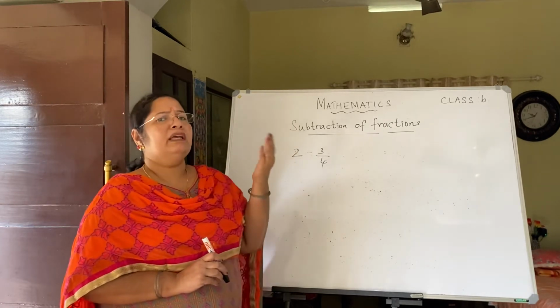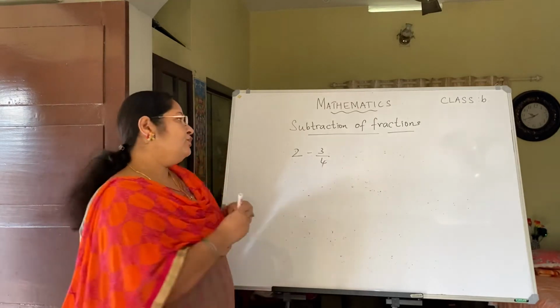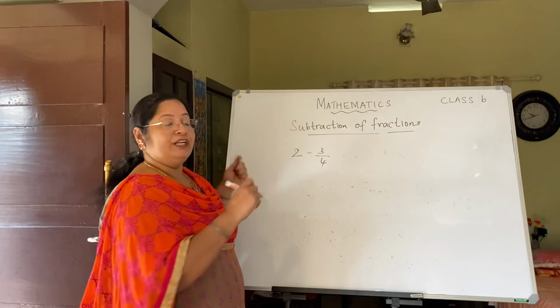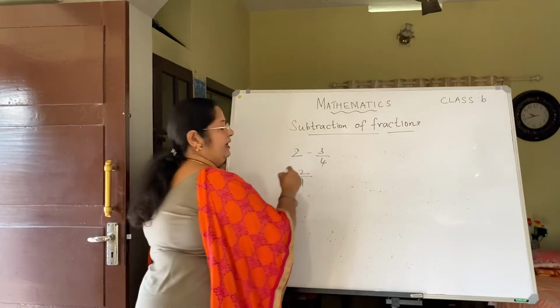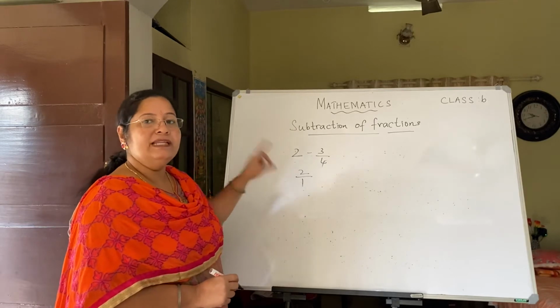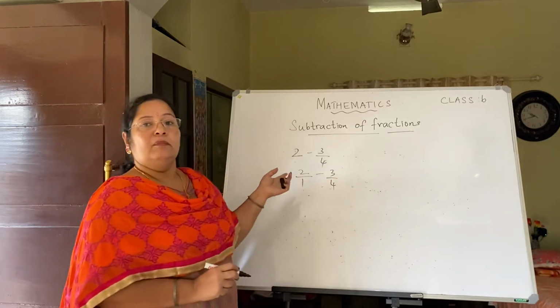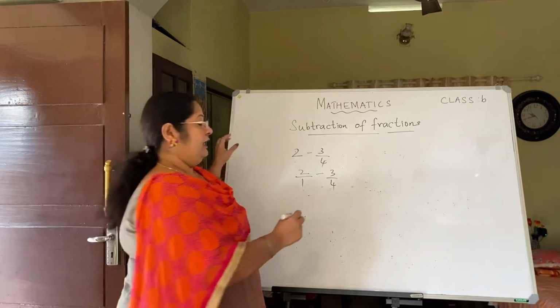So what number can be put in the denominator? We can write 1. So 2 can be written as a fraction as 2 by 1. This is for our easy calculation, we are doing it like this. So 2 will be written as 2 by 1 minus 3 by 4. So now you have both of them as fractions. We can do this subtraction.